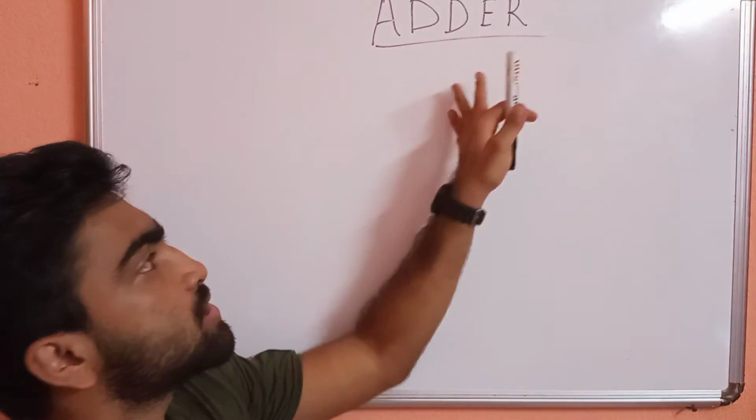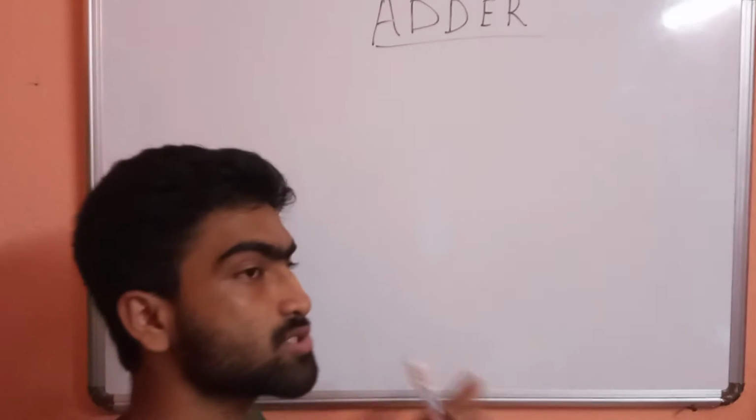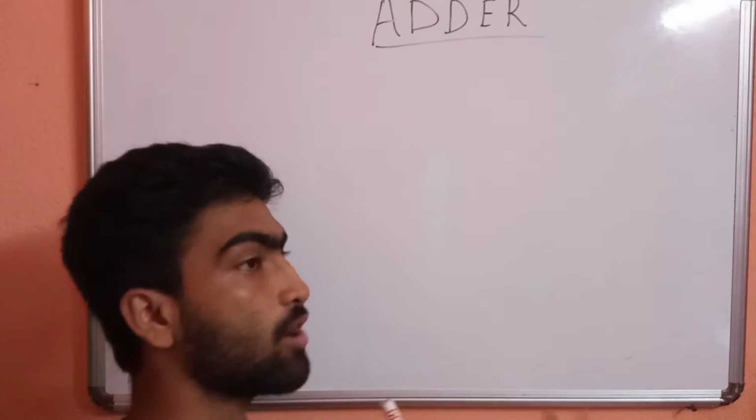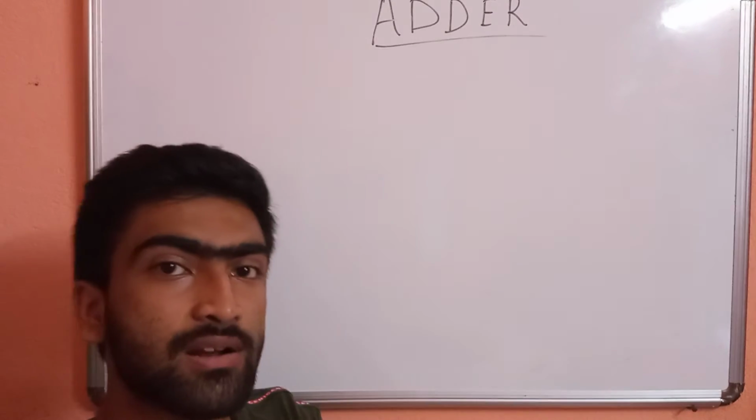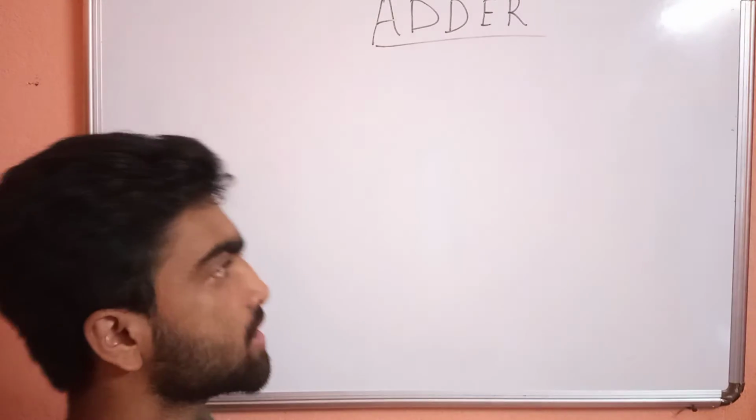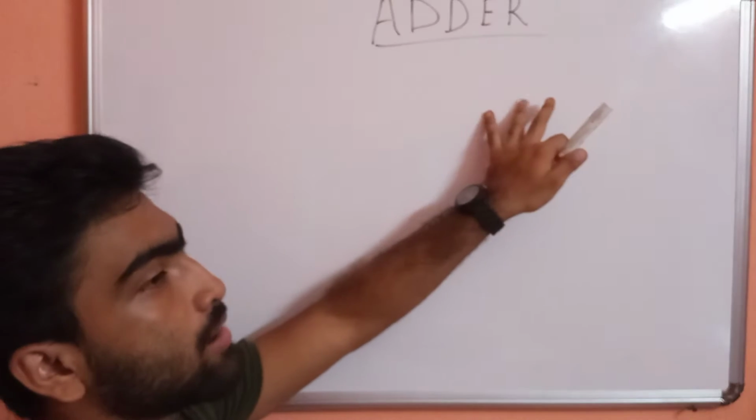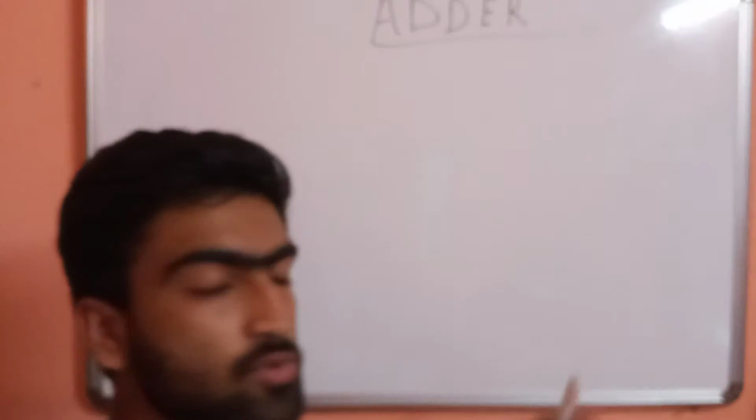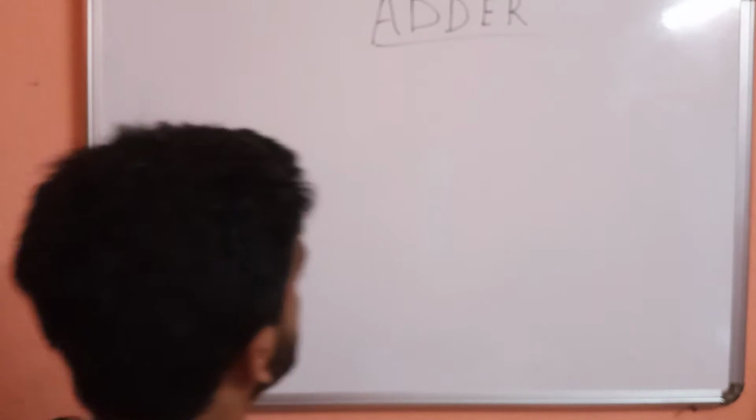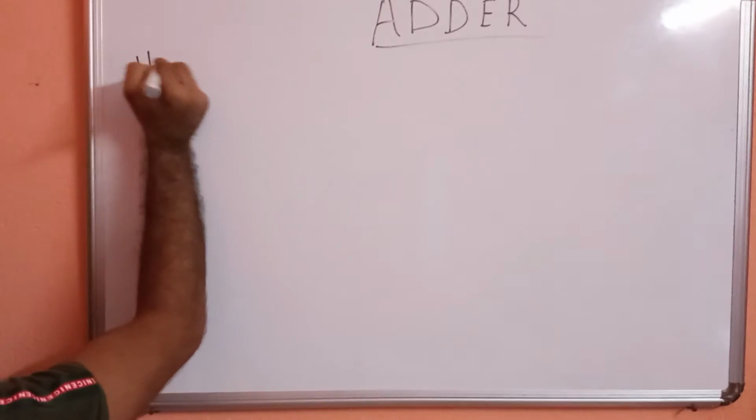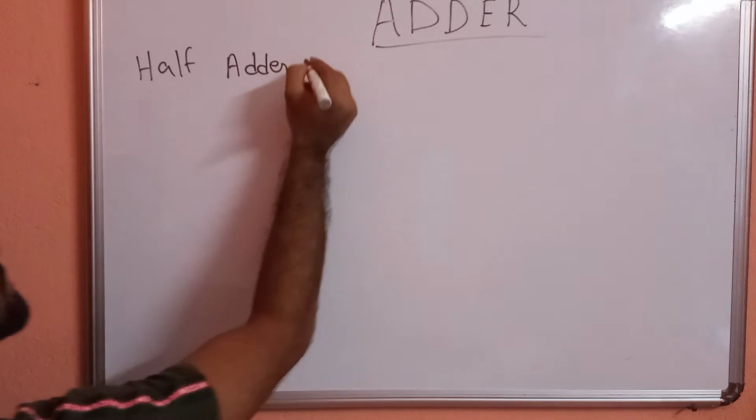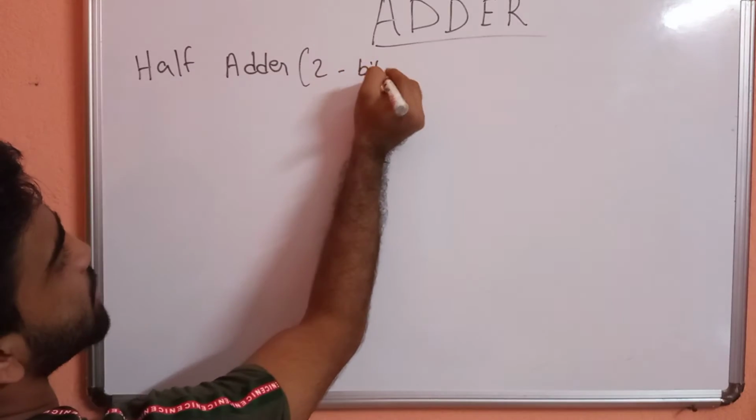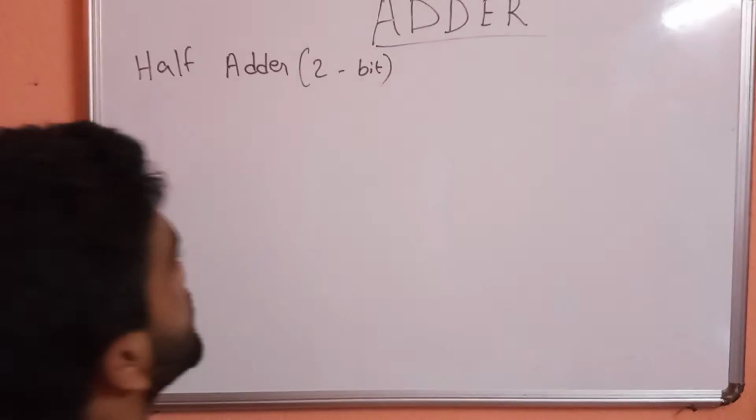In this video we are discussing combinational circuits. There is no feedback path, that means the output will not be used as input. Adder and subtractor are combinational circuits. In this video I will discuss half adder and full adder. Okay, half adder. What is half adder? This is a 2-bit adder. Half adder is a 2-bit adder.